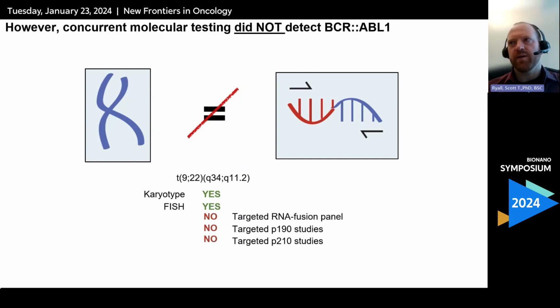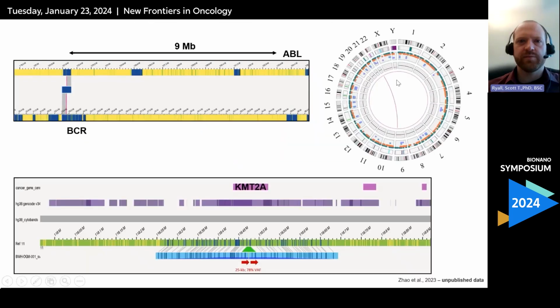So we then ran it on optical genome mapping, and what we were able to see was that there was indeed a 9;22 translocation, but it was about 9 megabases away from BCR and ABL. So it wasn't a BCR::ABL translocation. It was a 9;22 translocation that didn't involve either BCR or ABL. But what this patient actually had was a KMT2A ITD, which was what was driving their disease.